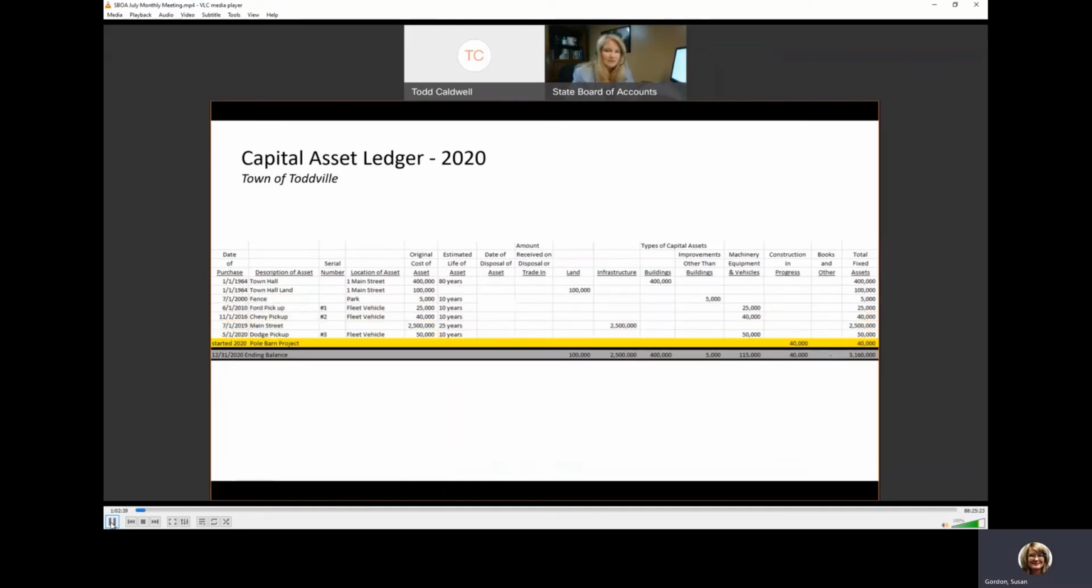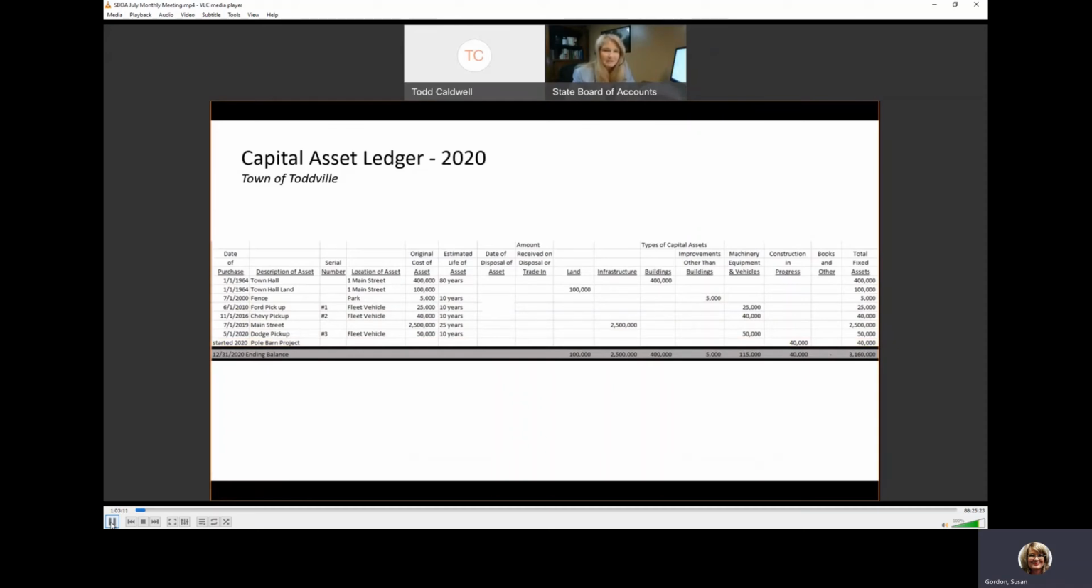And then the last asset I have on here that I wanted to talk to you about is our pole barn project for our park. In 2020, we had construction costs related to that pole barn of $40,000. So I put it into construction in progress because that barn has not yet been completed. And again, that carried on over. Next slide.